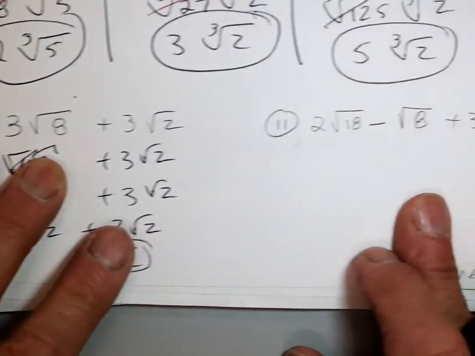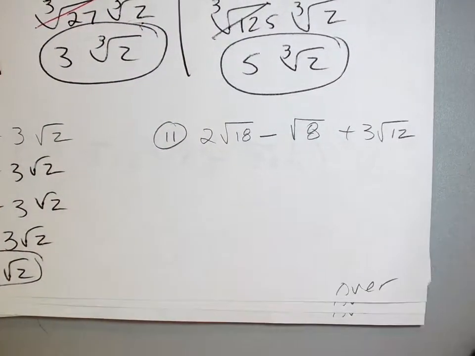Okay, slide over to 11. Okay, now, are they the same? No. Can't add them, but maybe if we reduce them, we might.